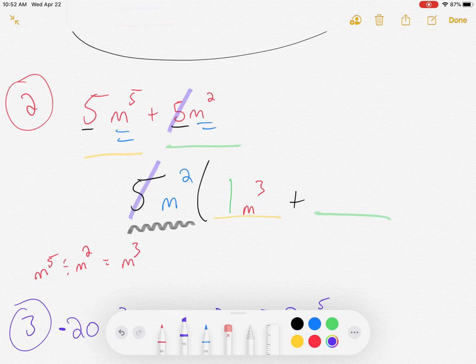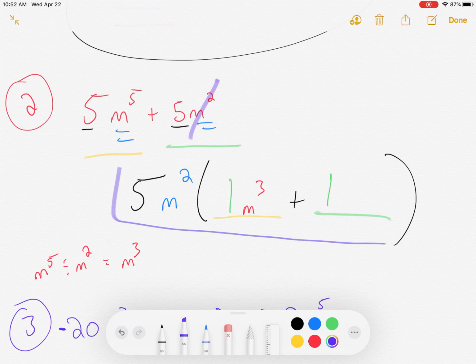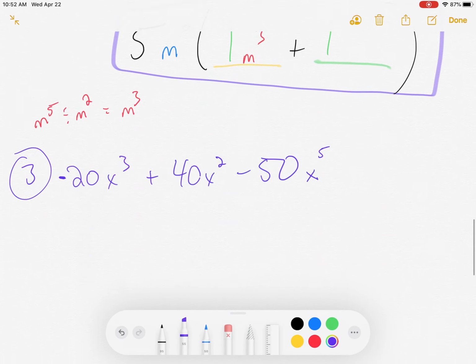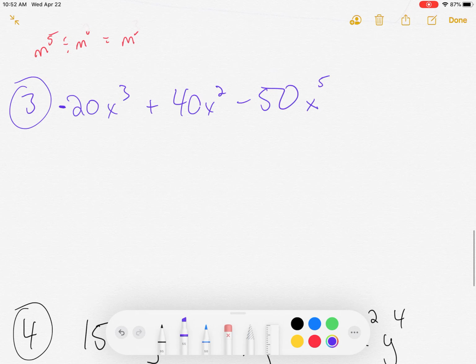Now we're going to move on to the next term. Now again, we have 5 divided by 5. That's just 1. Now we're going to do m squared divided by m squared. Well, that's also 1. So do I write 1 plus 1 there? Well, no, it's technically 1 times 1. But that 1 times 1 is just 1. So we just leave a 1 right there. Your final answer would be 5m squared times 1m to the 3rd plus 1m.